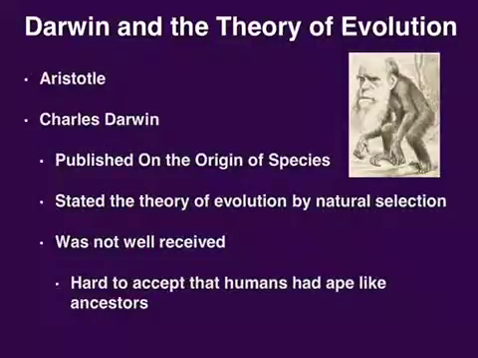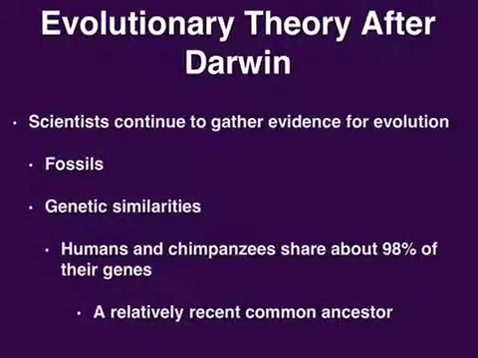So the idea of evolution isn't new. It's been around since about Aristotle's time, but it was really Charles Darwin in, I believe, like 1856. He published the book On the Origin of Species, and this stated the theory of evolution by natural selection. It wasn't very well received because it stated that humans had ape-like ancestors, and it also contradicted the current religious teachings. Scientists have continued to gather evidence for evolution since Darwin's book. Some of the biggest evidence for evolution include fossils, and then genetic similarities.